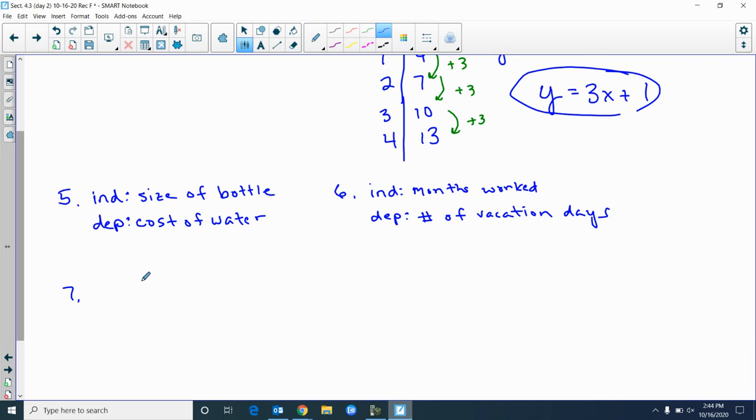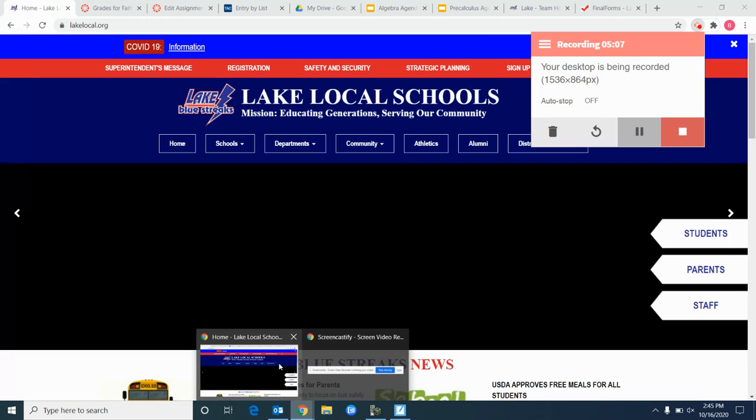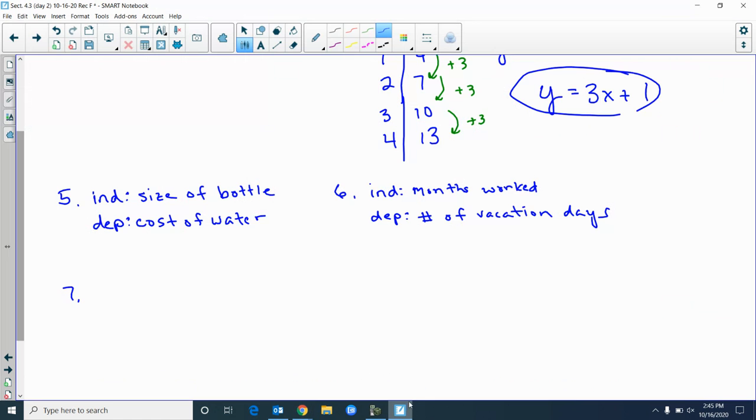And for 7, now we write a function notation rule for each one, which we started talking about yesterday. We'll hit a little bit more today. For 7, an air conditioning technician charges customers $75 for an hour. Well, independent is the number of hours worked. Dependent is the cost. The cost is going to equal 75 times the number of hours.